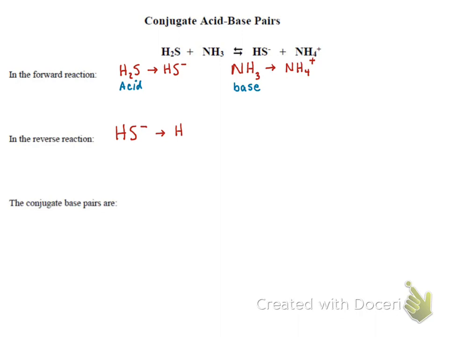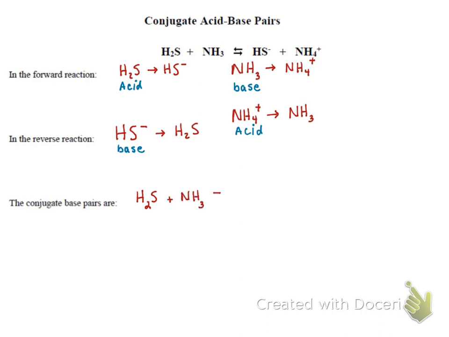If we look at the reverse reactions, we're just going to flip both reactions. So in the reverse reaction, HS minus becomes H2S because it gains a proton, it acts as a base. And in the reverse reaction, NH4 plus becomes NH3, and because it loses a proton, it acts as an acid.